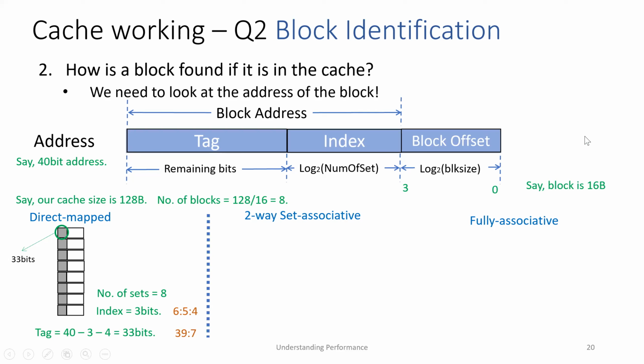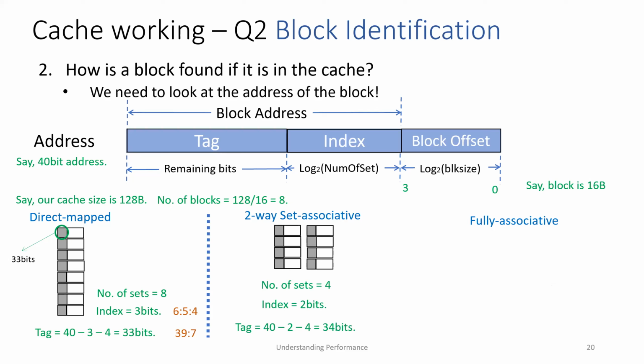In the set associative cache, the number of sets will now be half, because it is two-way, so it will have only 4 sets. Accordingly, the index bits will be 2, right, and the tag bits will be 34. It means that each of these tag array elements in a two-way set associative cache will have 34 bits.